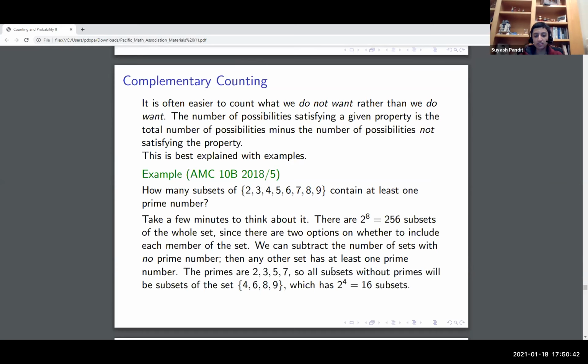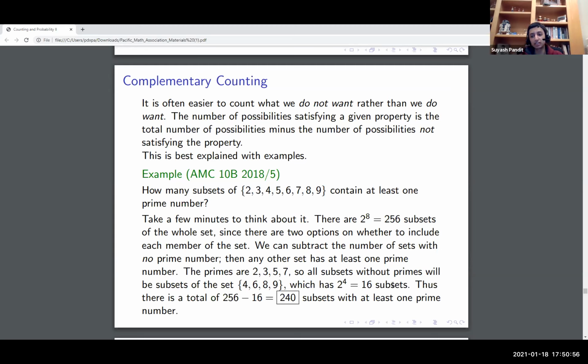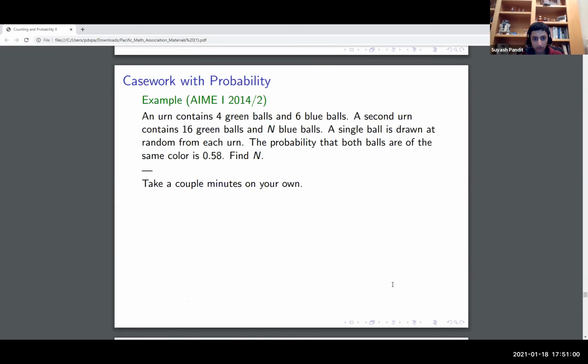Now, again, there are 4 elements here, so there are going to be 16 subsets. Because again, for each element, you either include it or don't include it. So now all that's left is we do 256 minus 16, 240 subsets. Now, FYI, I missed this problem because I forgot that 2 was a prime number. So I think that's it.